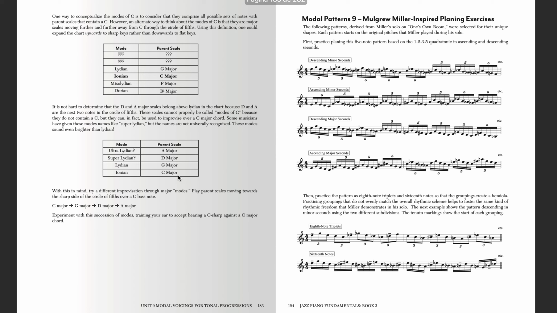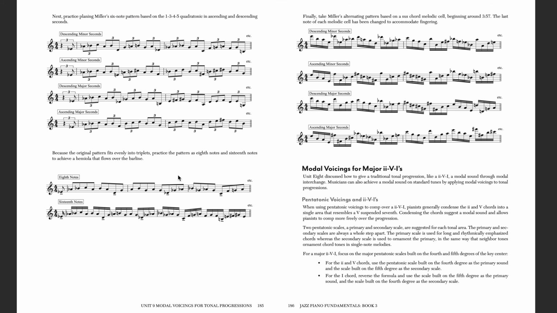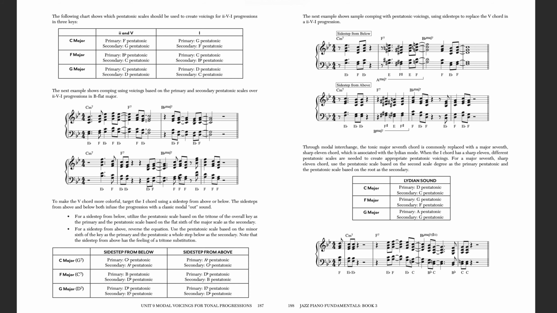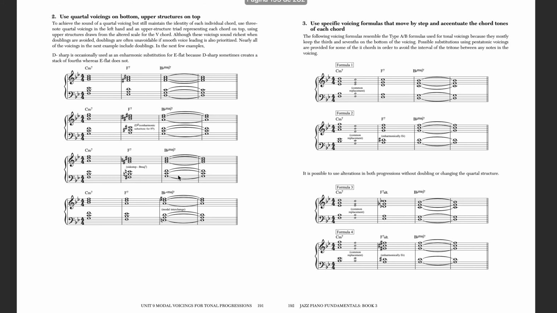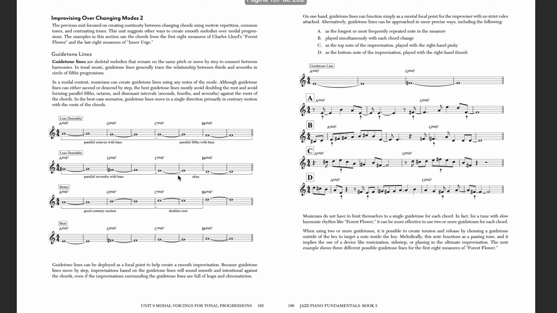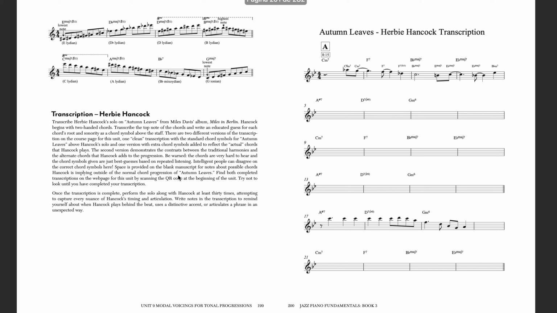Practicing modal interchange, modal voicing. So here's where it gets interesting, which is, it's one thing to play out over a modal tune, but what if we want to play out on, let's say, "Autumn Leaves"? So one of the things that I show you is how to play more modally, both comping and improvising, for major and later we'll see minor 2-5-1s. Chordal voicings for major 2-5-1s, lots of written practice, more improvising over changing modes.